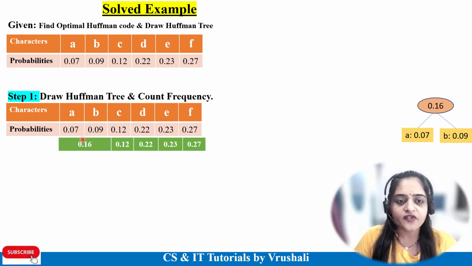Now next, find out again two minimum values from this data, right? So which are the minimum values?